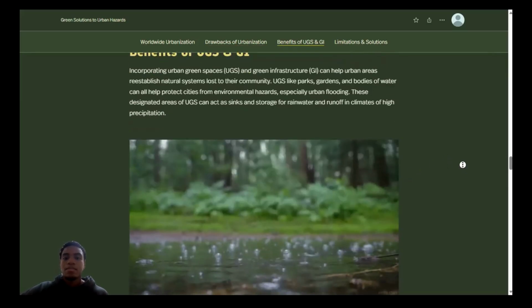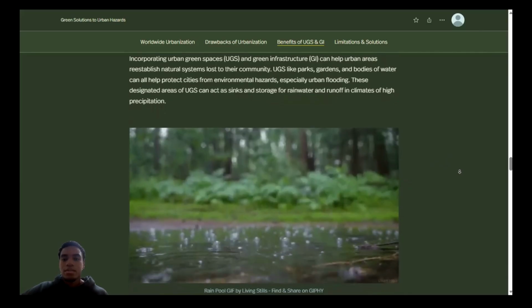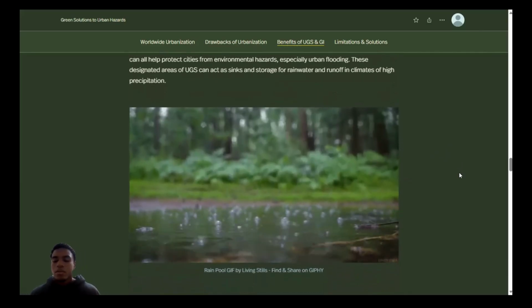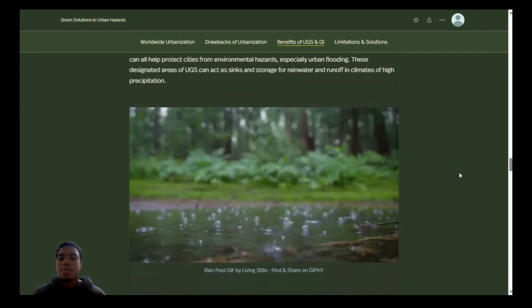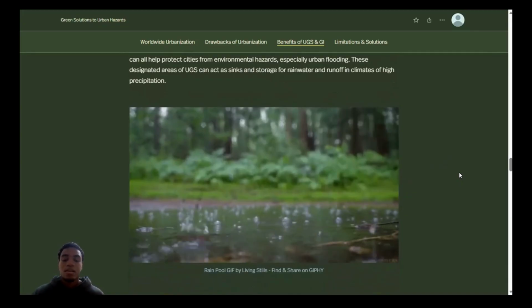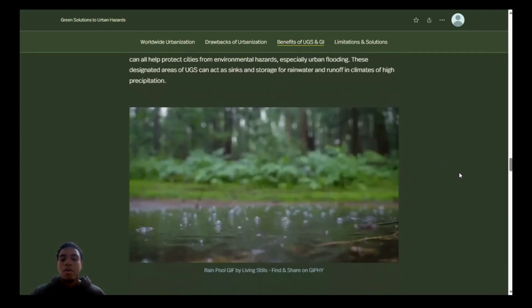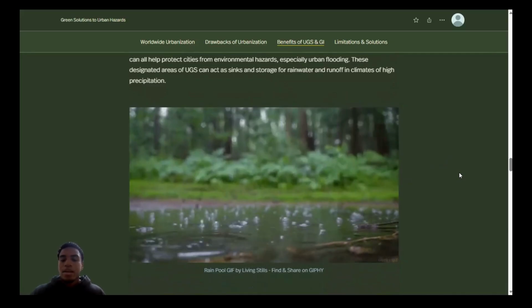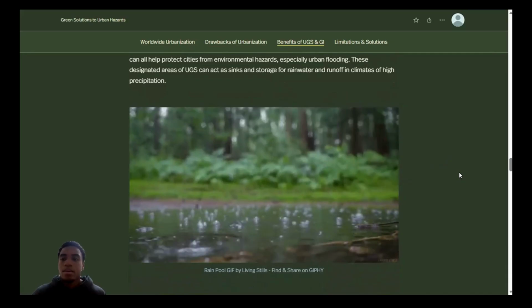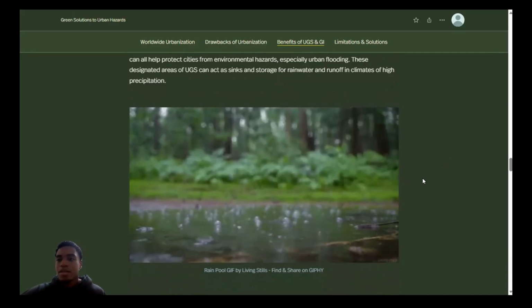So some of the benefits of urban green spaces and green infrastructure include that they really just help reestablish the natural systems that were already in place that are now lost within the community. So things like parks, gardens, and bodies of water are really going to help protect urban areas from environmental hazards, especially flooding. And this is because they act as sinks and storage for rainwater runoff within climates of high precipitation.